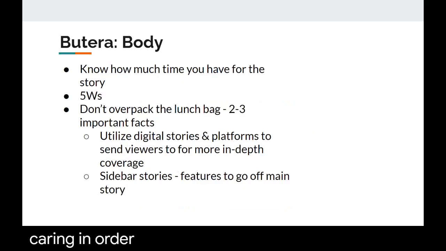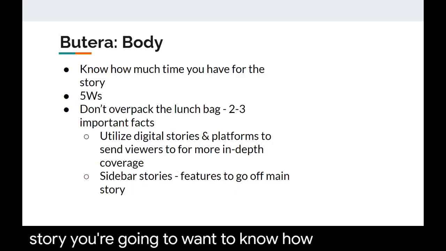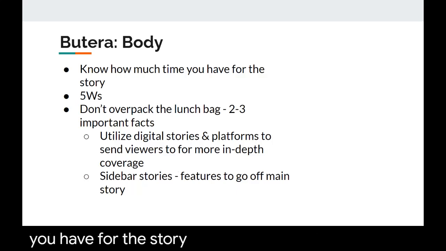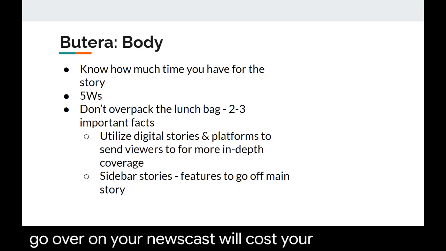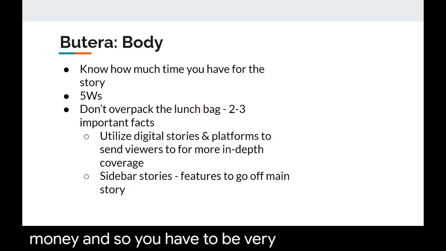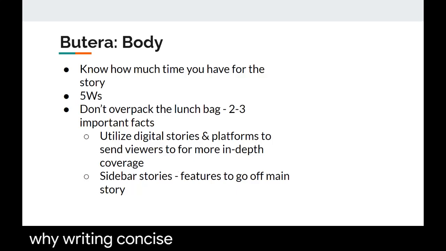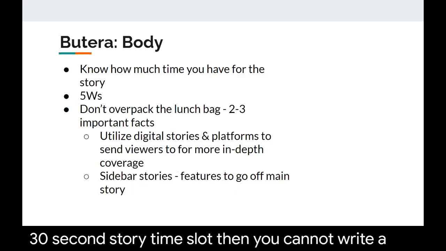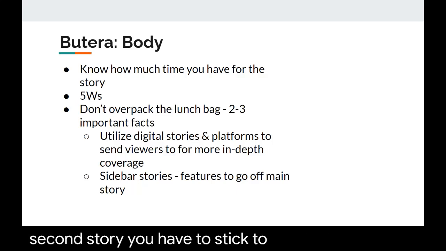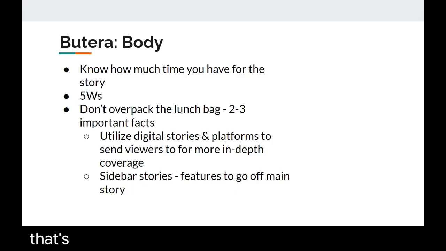In order to write the body of a broadcast news story, you're going to want to know how much time you have for the story. The broadcast medium is so well timed that any time and even a second that you go over on your newscast will cost your organization money. And so you have to be very careful in time. It's why writing concisely is so important. So if you have a 30-second story time slot, then you cannot write a 45-second story. You have to stick to 30 seconds. So that's going to determine how much information you put into the story.